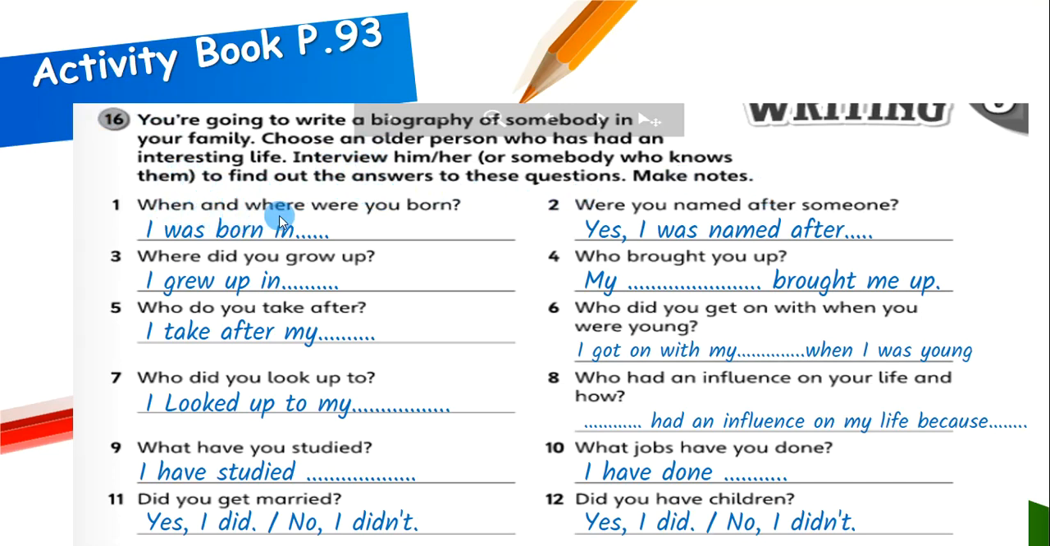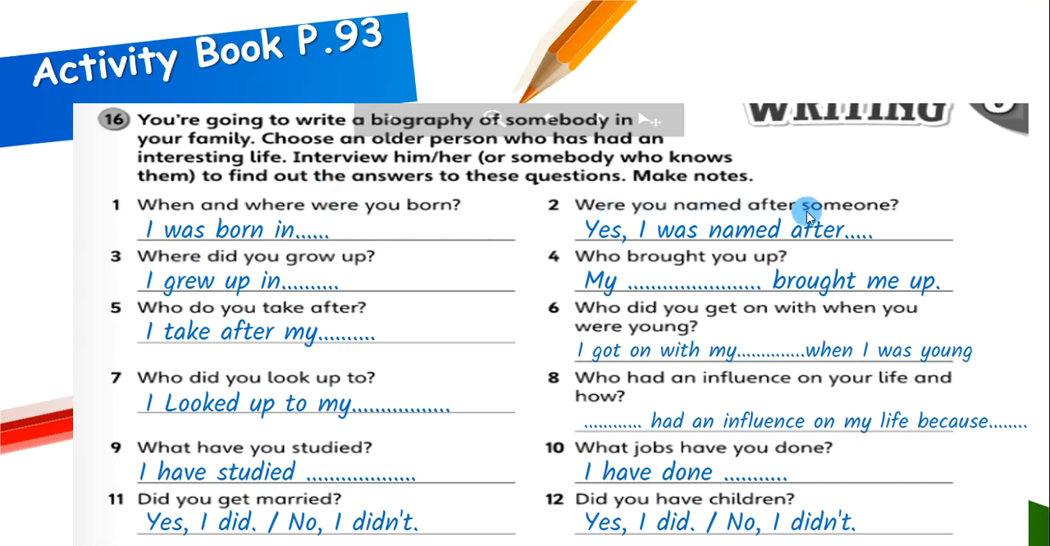Number one, when and where were you born? This question you are going to ask to this person. So you will write his answer. He said, for example, I was born in. You say the when and where, the date, when was he born, and the place. So the date and the place.